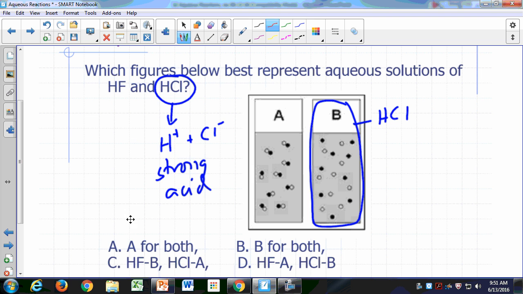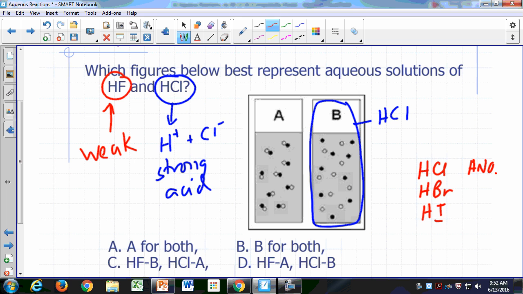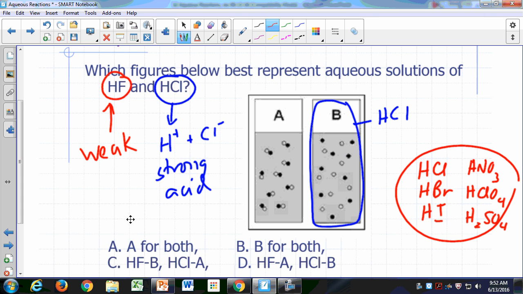What about HF? HF is a weak acid. It's not one of the 6 strong acids. Just to remind you, the 6 strong acids are HCl, HBr, HI, nitric acid, HNO3, perchloric acid, HClO4, and sulfuric acid, H2SO4. These are your strong acids that will be completely ionized, so the ions are going to be evenly spread out. HF is weak, so most of those HF molecules are going to remain intact.